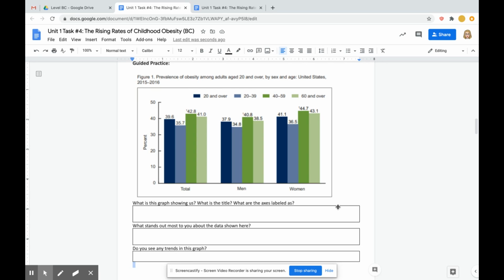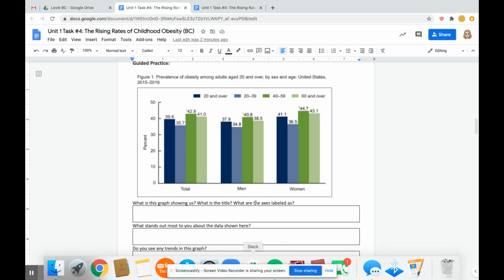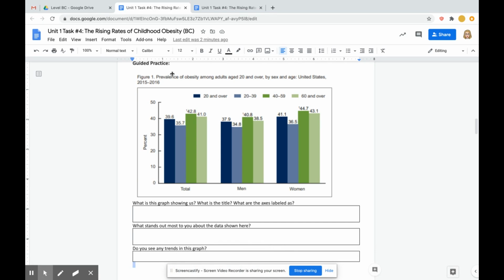And the ultimate goal of this is so that we can see trends and patterns that come up in the data. So the example here takes data about the prevalence of obesity among adults aged 20 and over. So some scientists somewhere ran an experiment where they gathered information about the weight of a bunch of different adults to try to figure out how prevalent obesity was. So in the guided practice portion of the task, I'm going to show you how you could go about answering some of these questions and interpreting this graph.